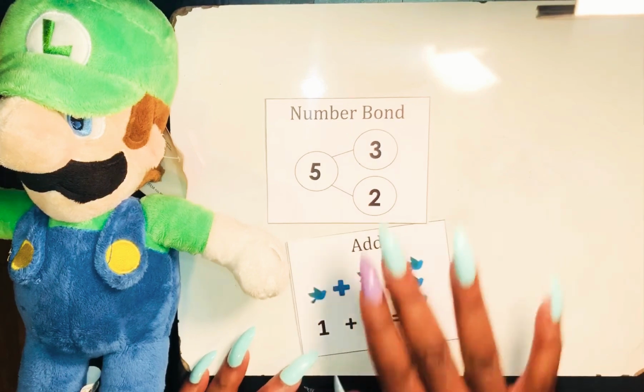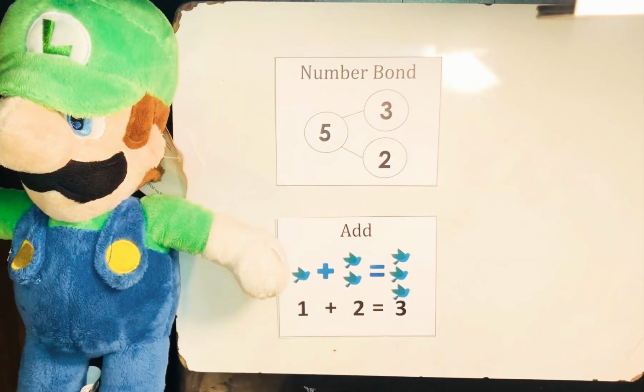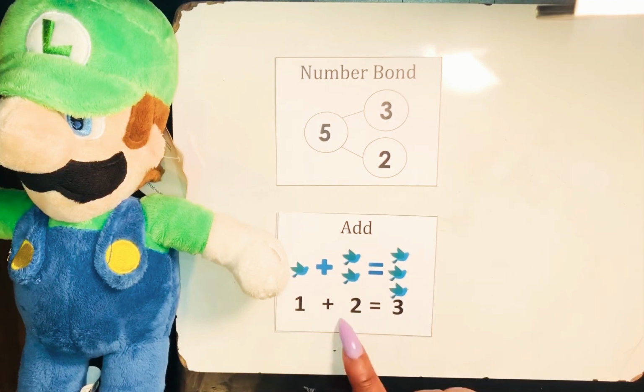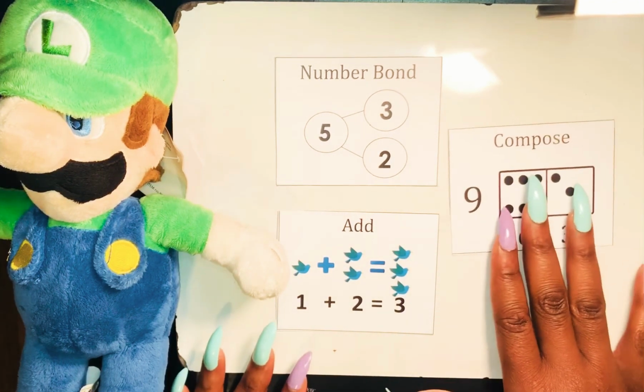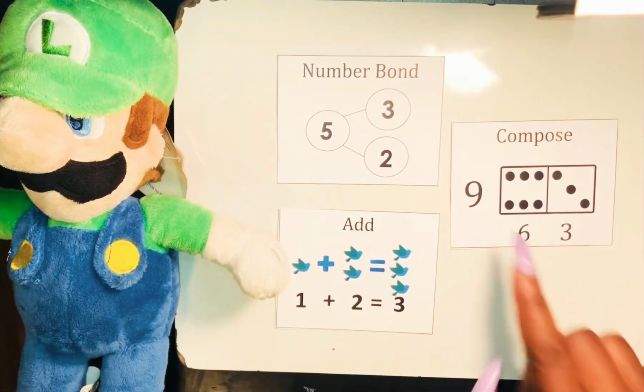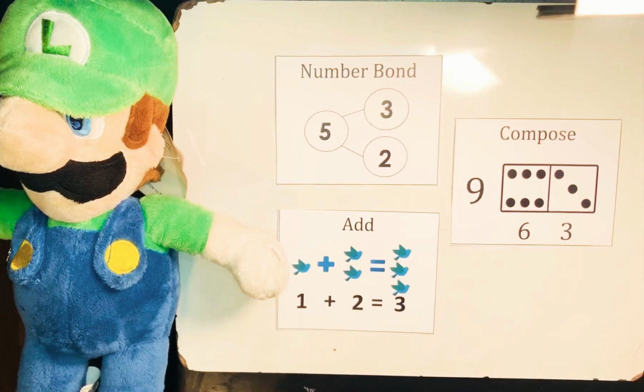The next word is add. When we add, we put numbers together to find a total or a sum. The next word is compose. When we compose, we use our parts to find our whole.